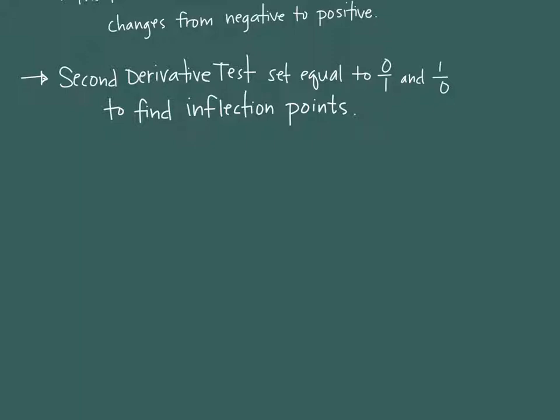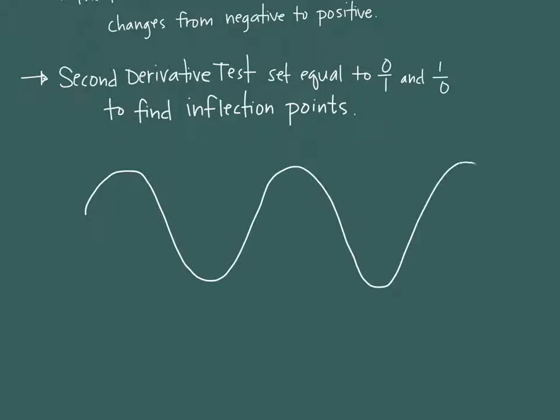Okay, so let me give you an example of a graph that has lots of inflection points. Let's look at this. We'll take a basic sinusoidal function. It's got maxes and mins. You would argue the presence of a max and min based on the fact that the derivative changes at each of those points.